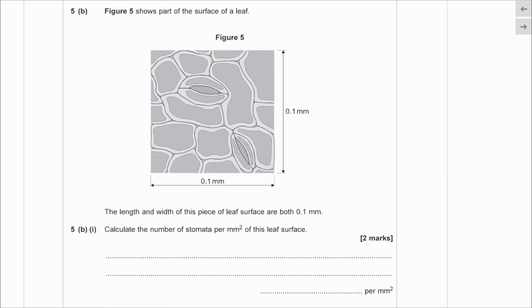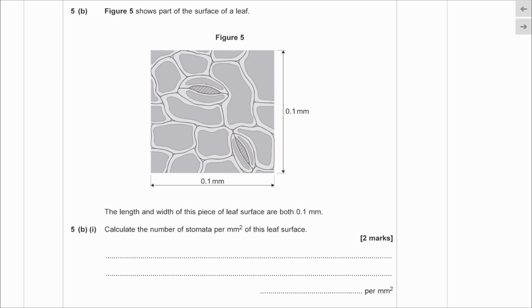Right, so 5b, we've got figure 5, which shows part of the surface of a leaf. Now it says the length and width of this piece of leaf surface are both 0.1 millimeters, right? Calculate the number of stomata per millimeter squared of this leaf surface. Now, the common mistake that everyone will make is they will just times this by 10. So let's have a look.